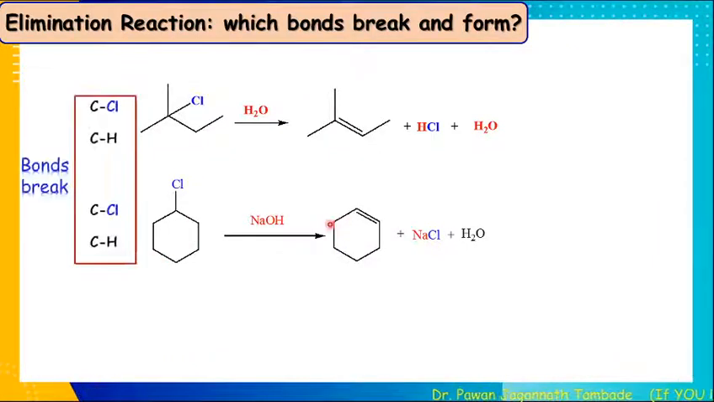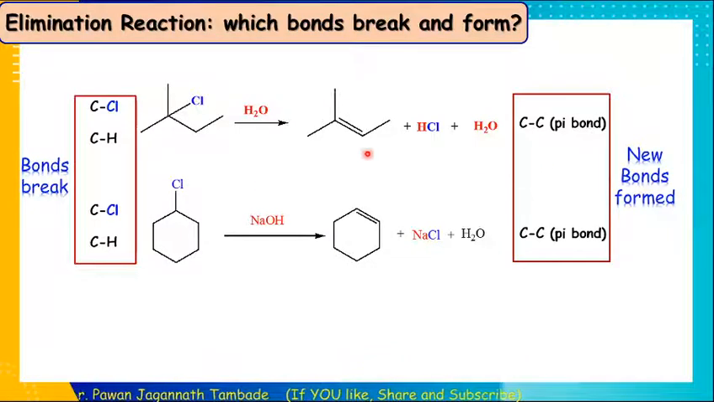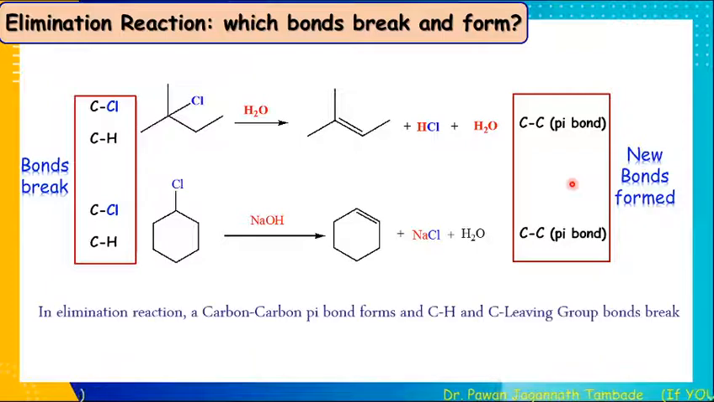So in elimination reaction, the carbon-leaving group bond, in this case the carbon-chlorine bond, breaks and the carbon-hydrogen bond breaks in both the cases, and there is a formation of a new bond between carbon and carbon, which is nothing but a pi bond. So in elimination reaction, two bonds break and there is a formation of one new bond in a molecule. So in elimination reaction, a carbon-carbon pi bond forms and the carbon-hydrogen and carbon-leaving group bonds break.